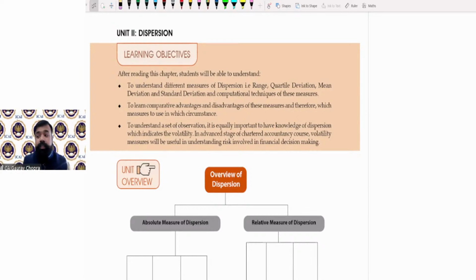And in today's session, we are going to start the next topic of statistics, which is dispersion. Again, dispersion is one of the most important topics from exam point of view. This chapter is small, but it is very scoring. On an average, 5 to 7 questions come from this chapter. So let us begin with the chapter.